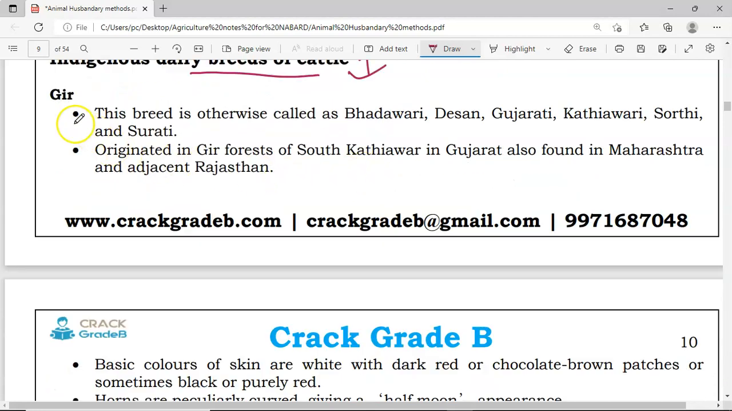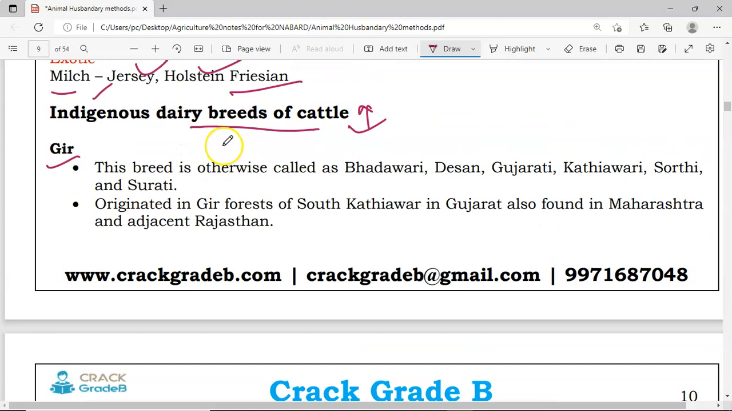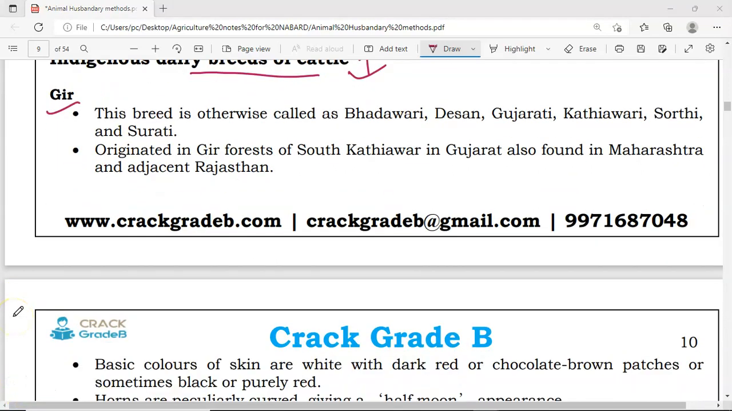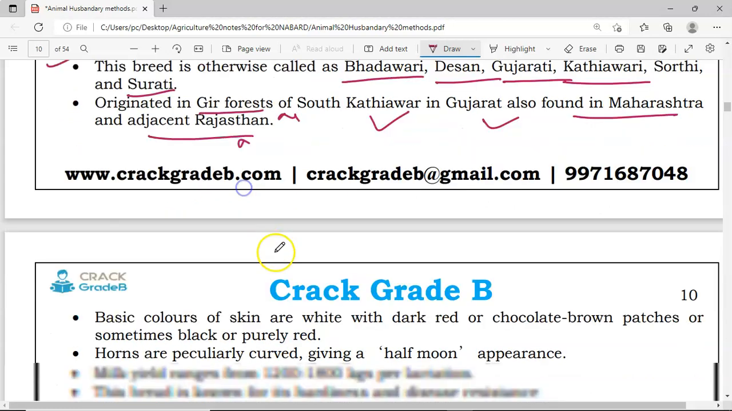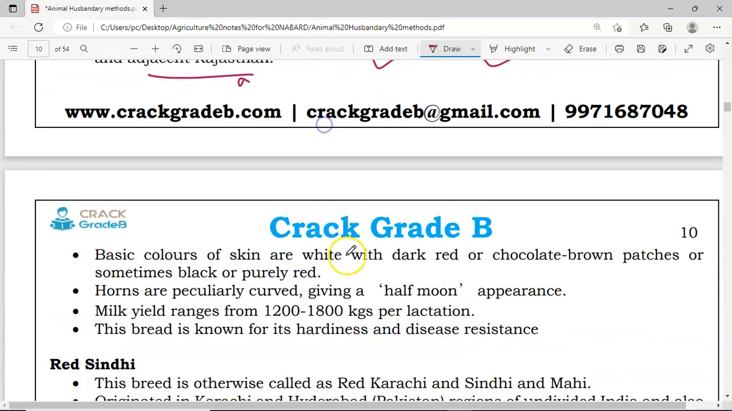These are some important indigenous dairy breeds in our country. The first is Gir. I will tell you some important points about this indigenous breed. This breed is also known as Bhadawari, Desan, Gujarati, Kathiawari, Sorthi and Surati. It originated from the Gir forest of South Kathiawar in Gujarat, and it is also found in Maharashtra and Rajasthan, which are adjacent to Gujarat.